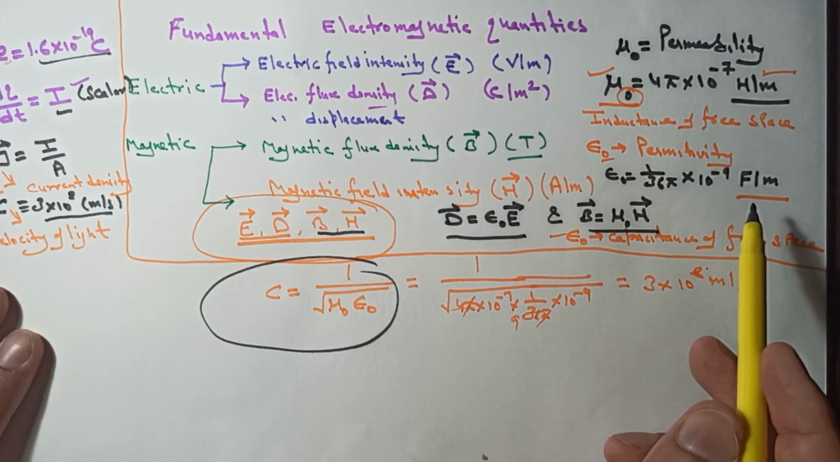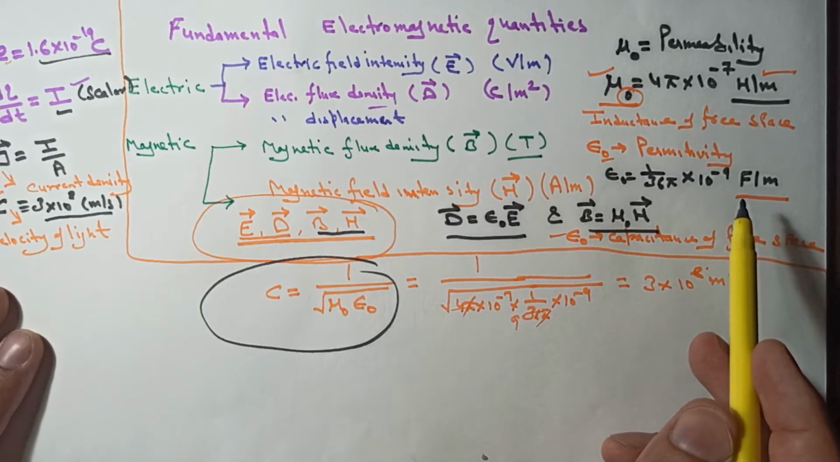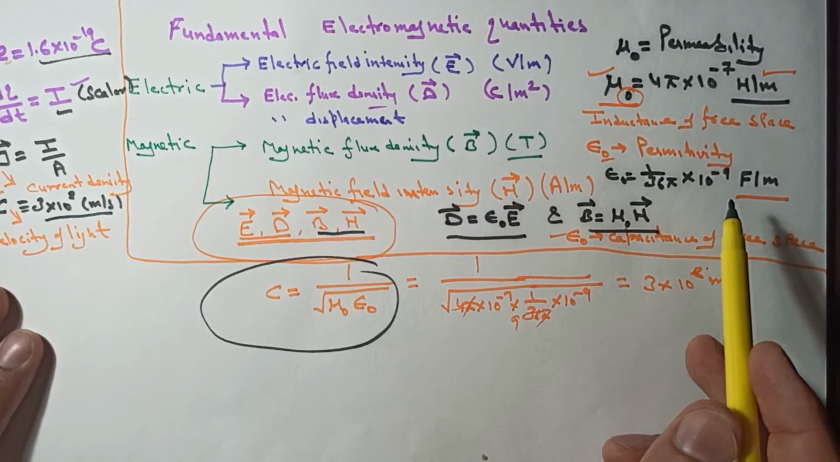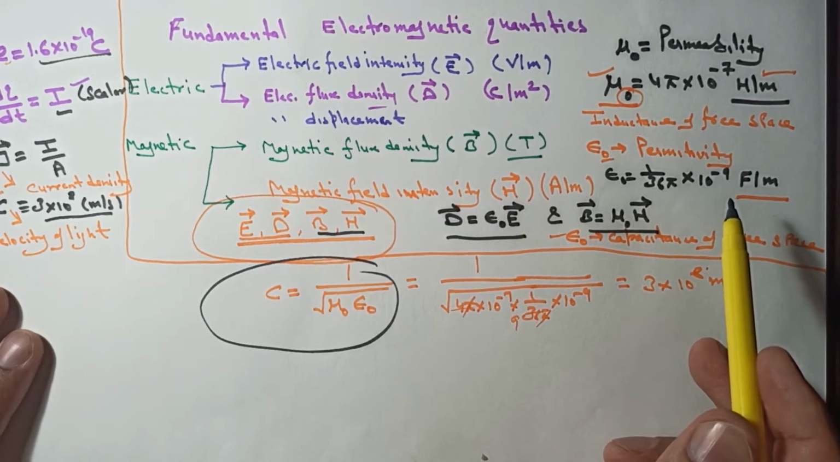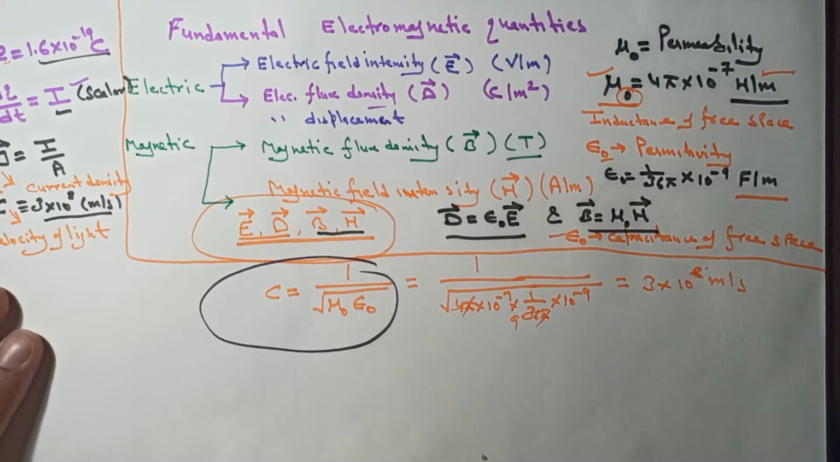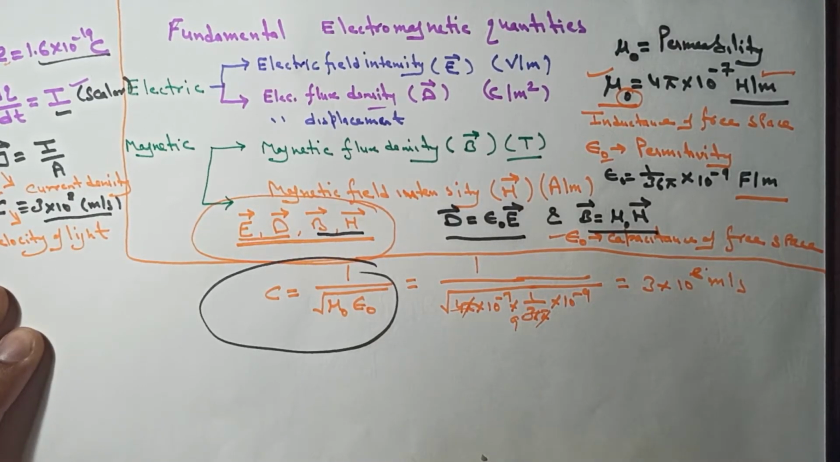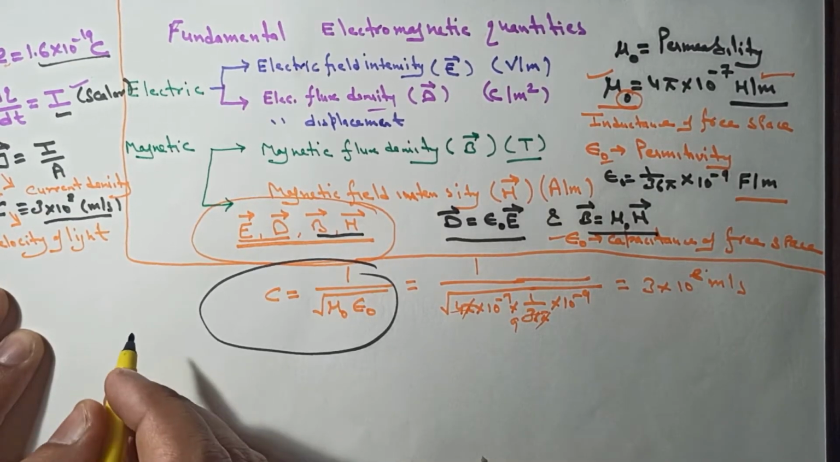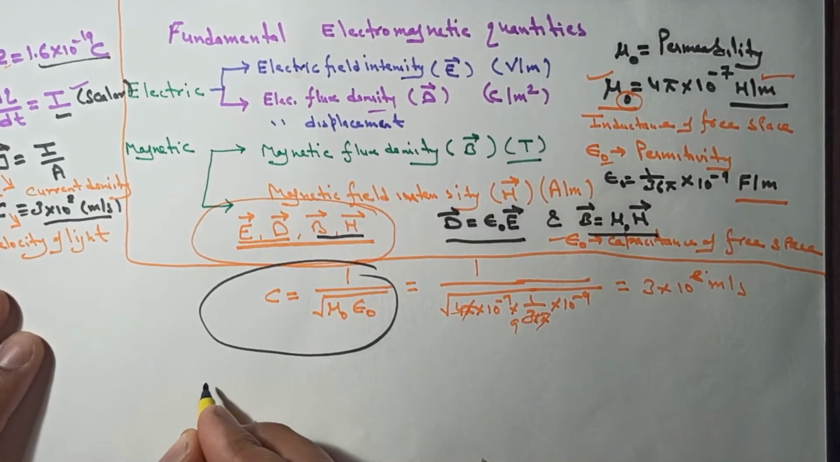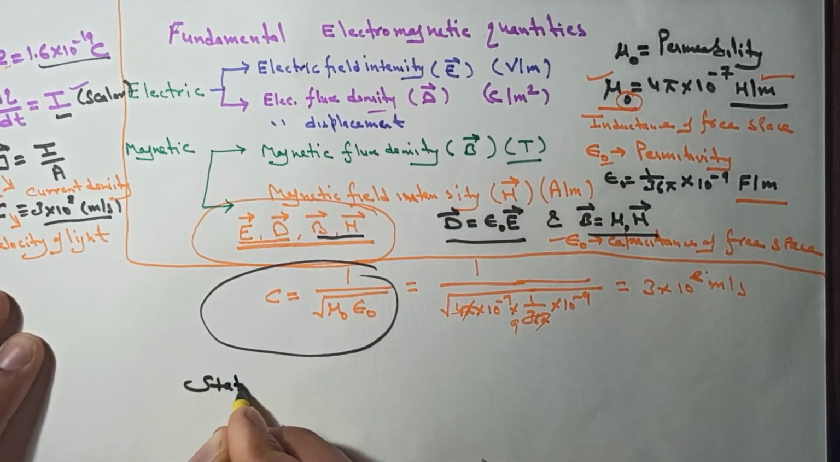Now you can easily see it. Similarly, we have the resistance per unit length. We will discuss it in the coming videos. For the time being, just remember this. Now let us see what the static and dynamic fields are. Static and dynamic fields.